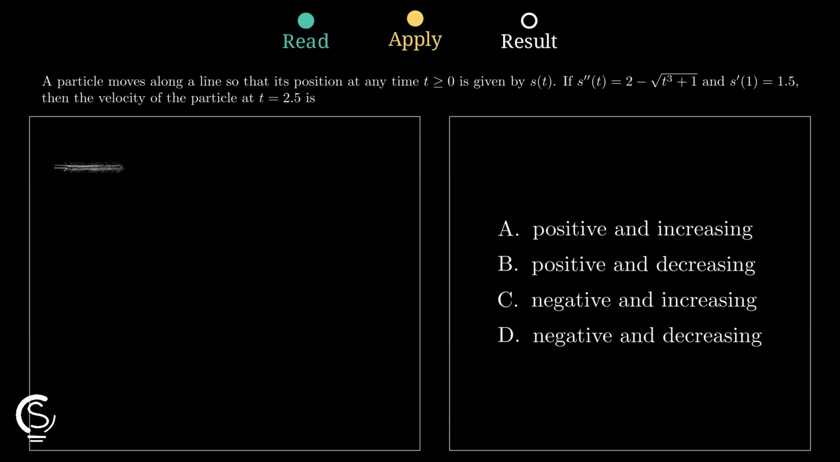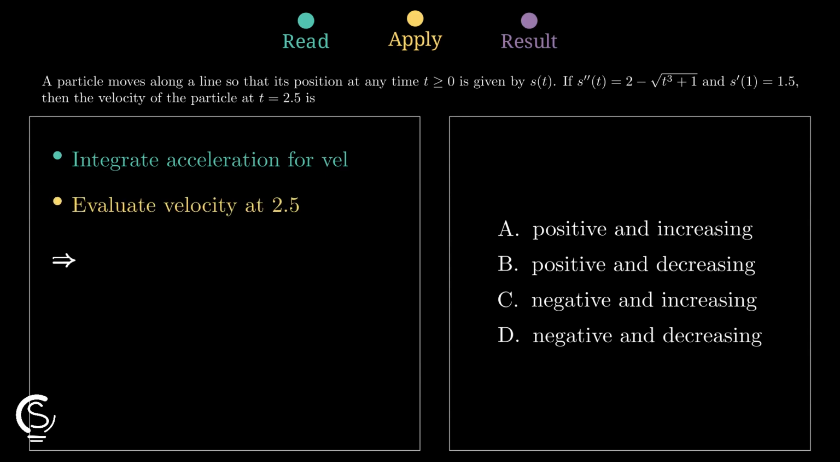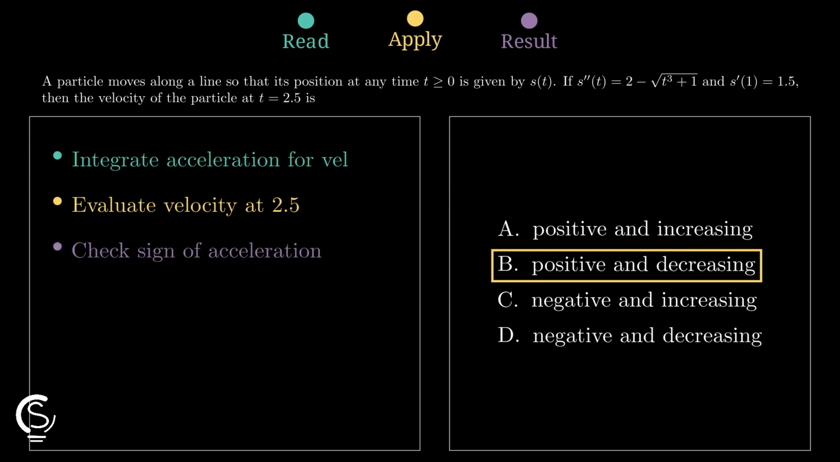Using a calculator for this definite integral shows the velocity at 2.5 is approximately 0.74. Since this value is greater than 0, our velocity is positive. Finally, we check the acceleration at 2.5. Plugging it in gives a negative value, meaning the velocity is decreasing. This confirms our answer.